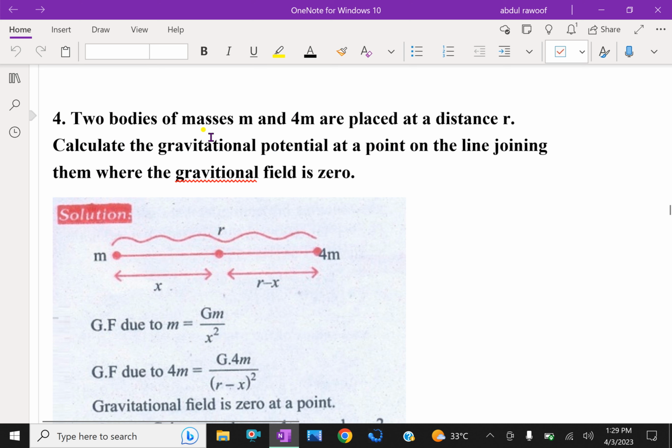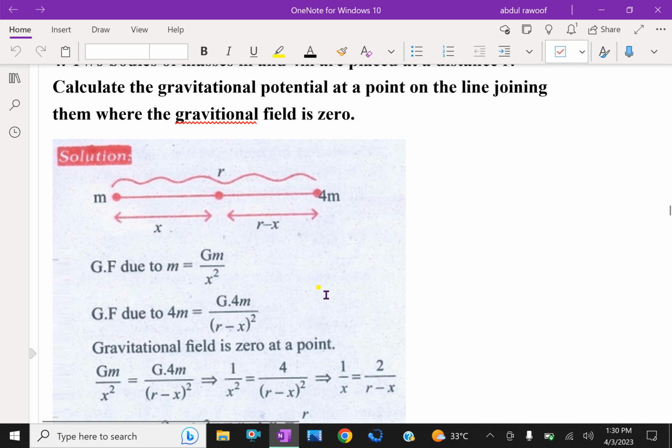Two bodies of mass m and 4m are placed at a distance r. Calculate the gravitational potential at a point on the line joining them where the gravitational field is 0. Here we keep two masses m and 4m at distance r. We have to calculate the gravitational potential at a point. Here the point is here. At this point, the mass m is at distance x, and the 4m is at distance r minus x.